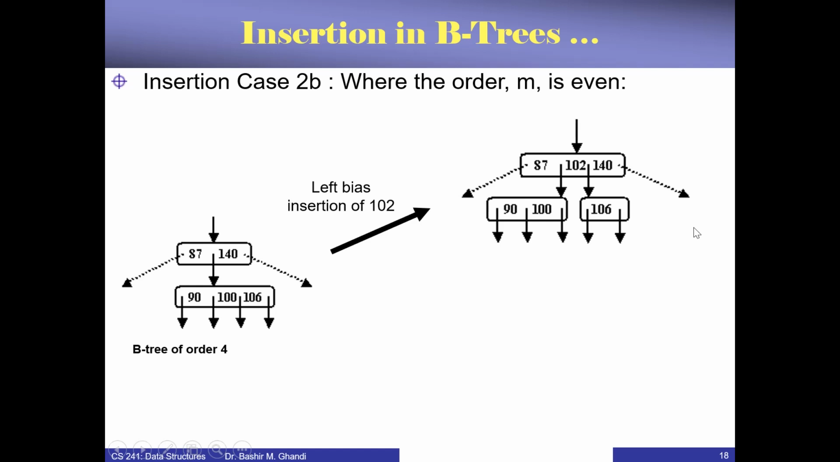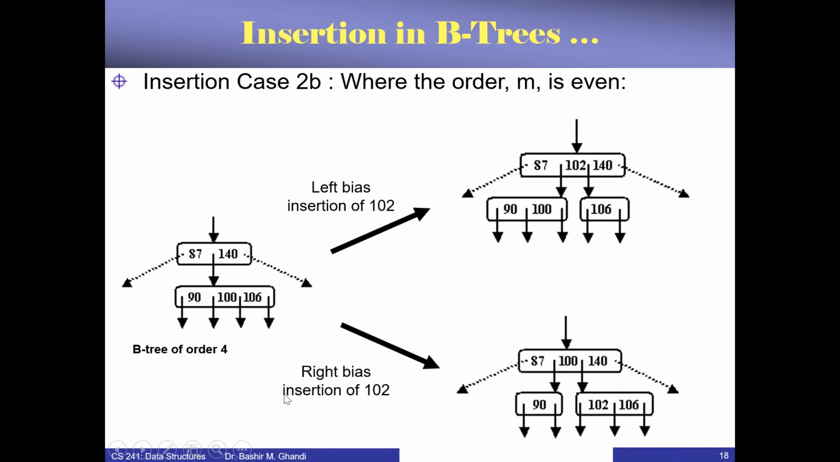You could also choose to do it right bias. So right bias means it is 102 and 106 that will form the right. The middle 100 will move up to join the parent, and this is what you're going to get in this case. So the answer is not unique in this case. It depends on whether you are doing it left bias or right bias.